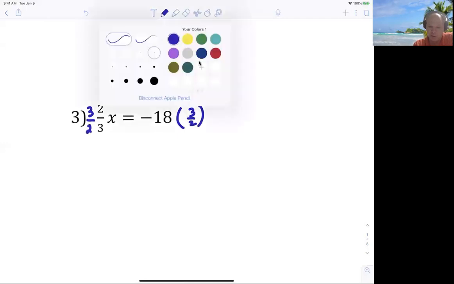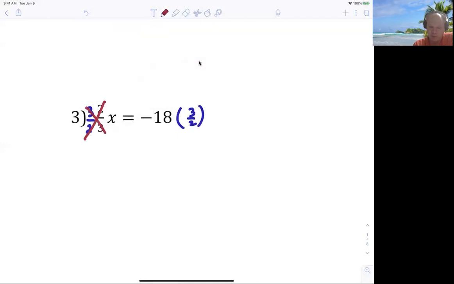Now again, these cancel. So x is equal to 18 divided by 2 is 9. 9 times 3 is 27. So negative 27. These problems are all review. Okay, so you shouldn't have really any questions. Part of the problem is kids forget how to handle fractions. All right, multiply by the reciprocal.